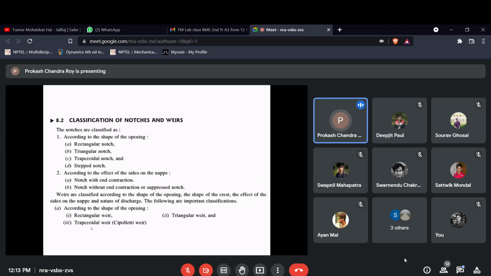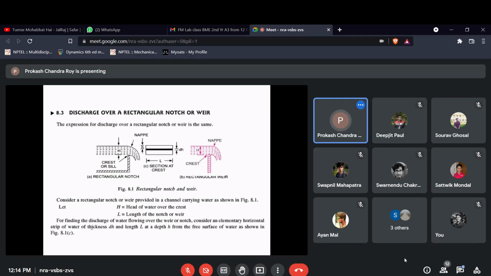There are different types of notches and weirs available depending upon the shape of the opening. Your opening shape may be rectangular, triangular, trapezoidal, or a step notch. So depending upon the shape, there are different types. Now let us come to the theoretical background: how will we estimate the discharge or volume flow rate?